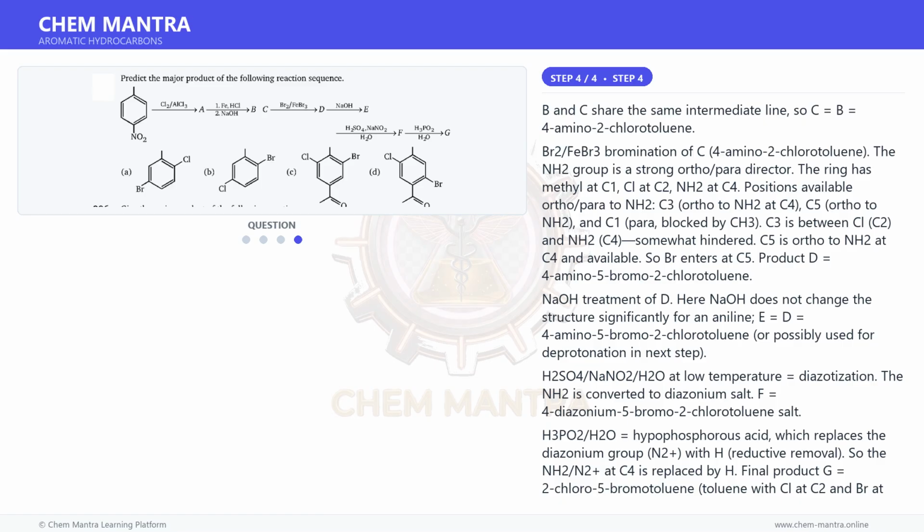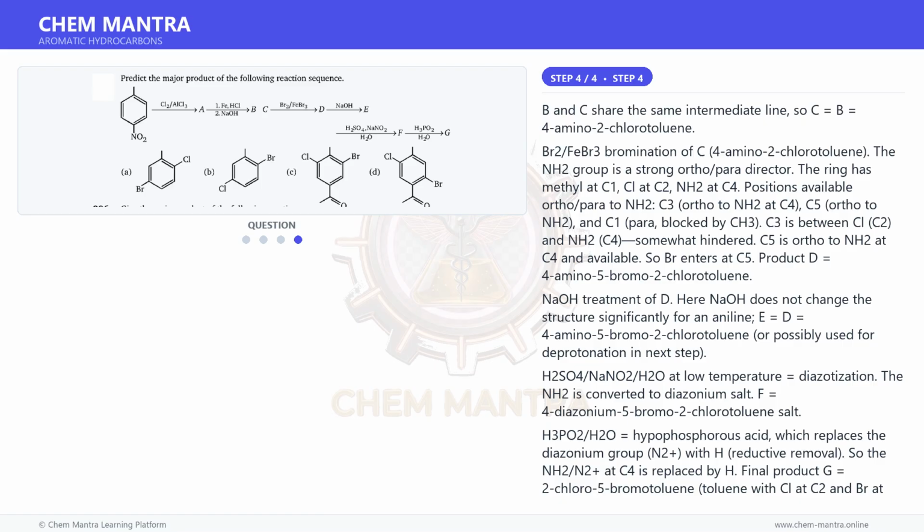Now NaOH treatment of D. Here NaOH does not change the structure significantly for an aniline. E is equal to D, which is equal to 4-amino-5-bromo-2-chlorotoluene, or possibly used for deprotonation in the next step. NaNO2/HCl in H2O at low temperature is diazotization. The NH2 is converted to a diazonium salt. F is equal to 4-diazonium 5-bromo-2-chlorotoluene salt.